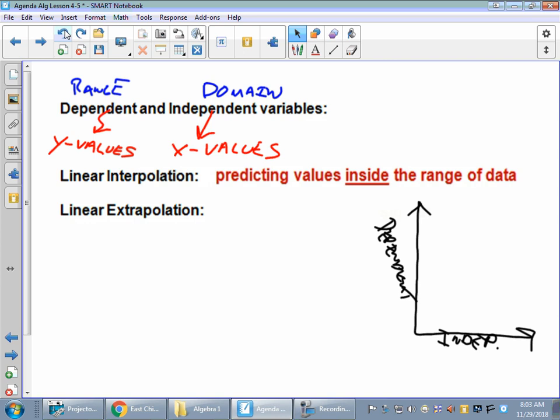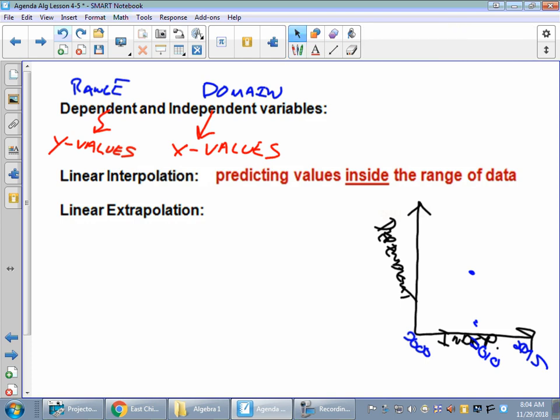And so say, for example, we had a list of time from, say, the year 2000 to the year 2015. Well, then we could make predictions. Somewhere in here would be the year 2010, and we could make a prediction about what would happen there. That's called interpolating.